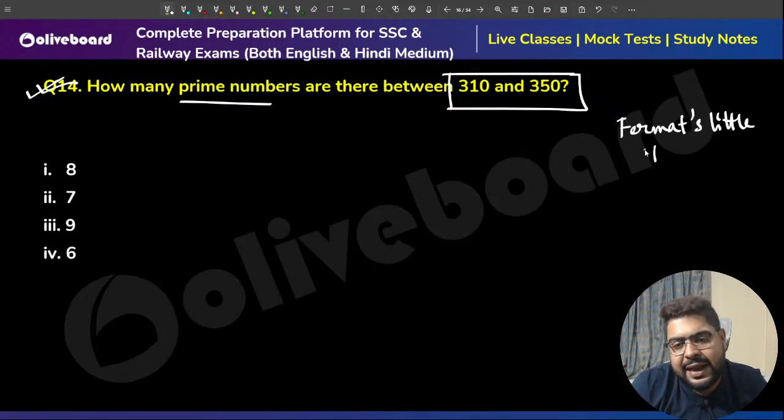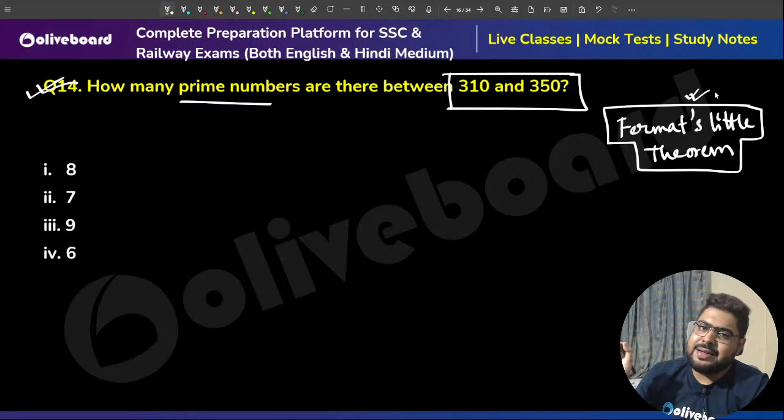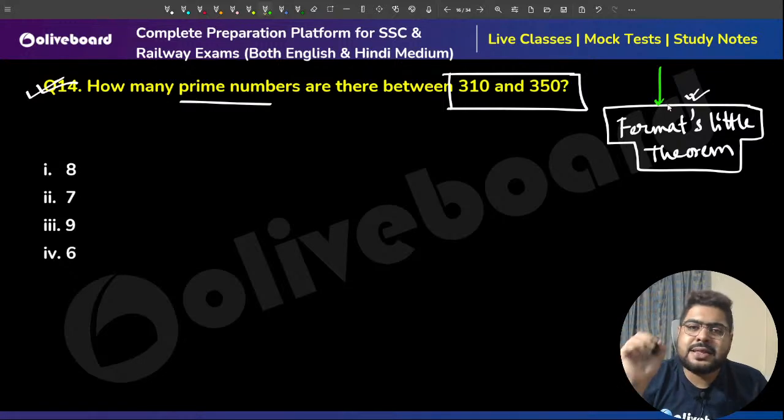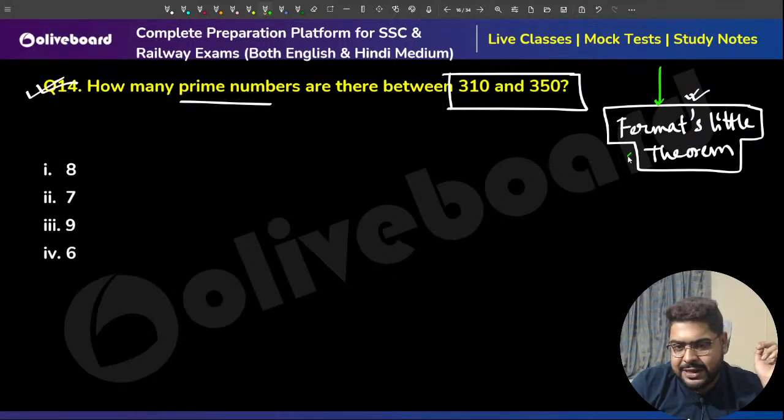Little theorem. Again, this is completely irrelevant for your preparation. It's a big thing. In the 2010s, you would be happy to know this was supposed to be the best theorem to figure out whether a number is prime or not. But this theorem actually has some issue.